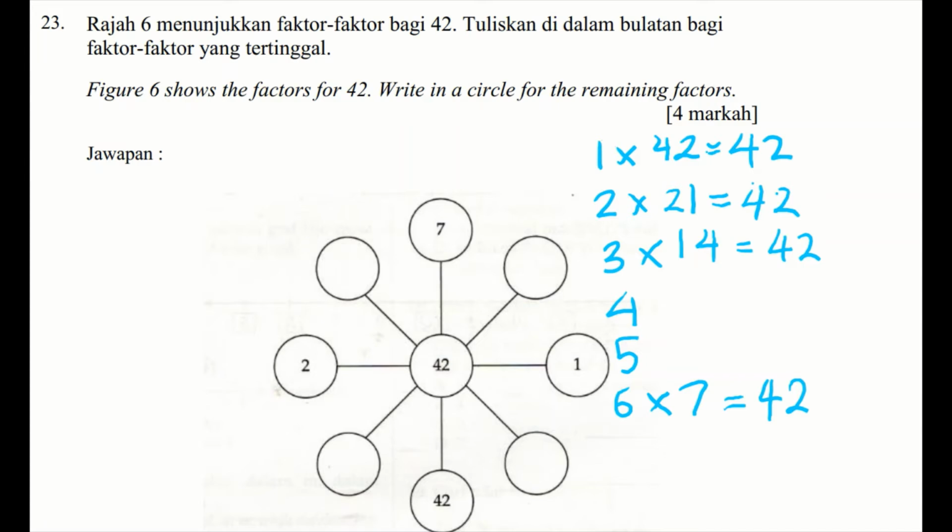So now we check which numbers are already written. 1 is already written, 2 is already written, 42 is already written, 7 is already written. So now the remaining numbers are 21, 14, 6, and 3.